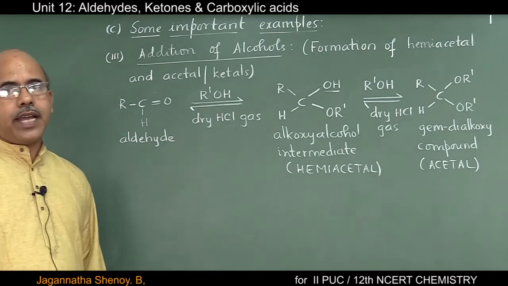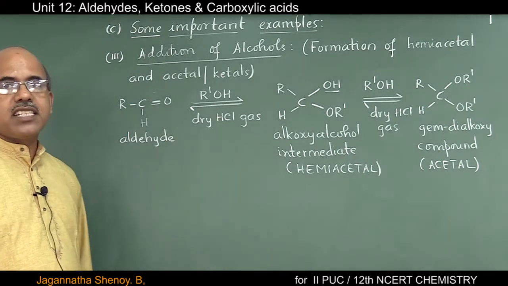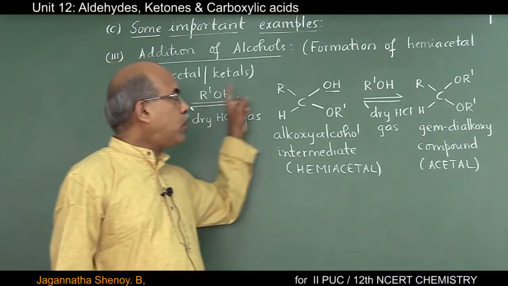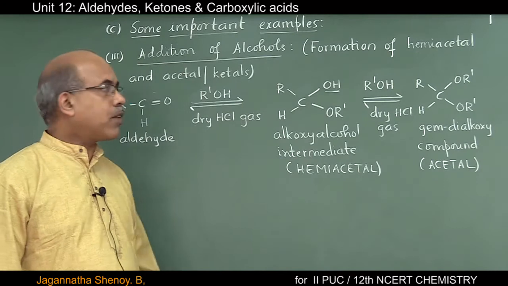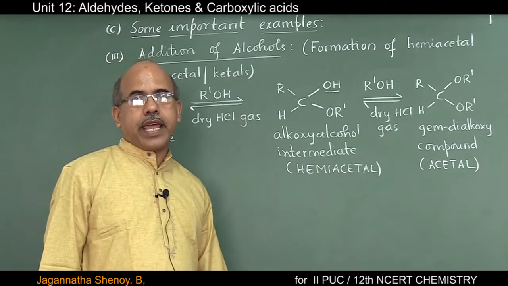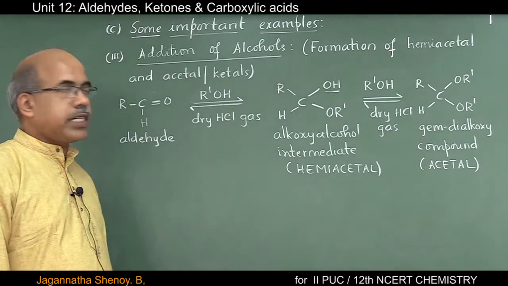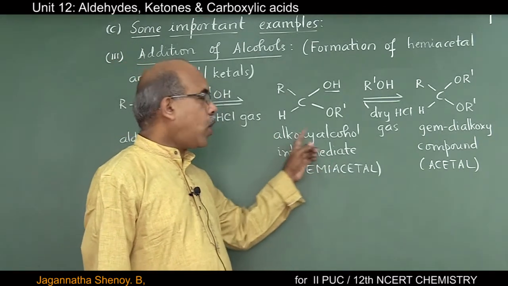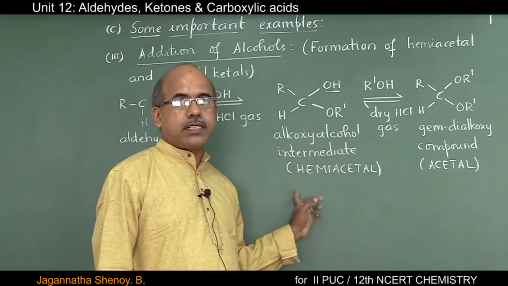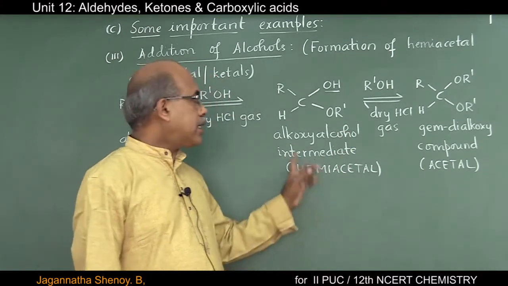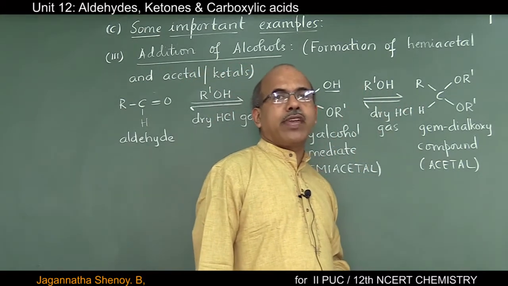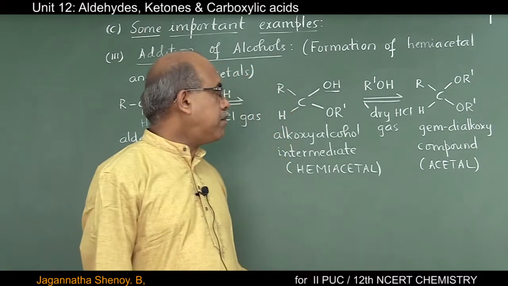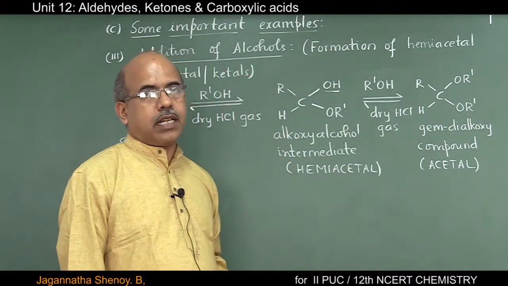So what is an acetal then? Acetal is the product formed when an aldehyde reacts with two molecules of monohydric alcohol in the presence of dry HCl gas. This reaction takes place in two steps. In the first step, we get the alkoxy alcohol intermediate, which is also called hemiacetal. In the second step, it reacts with one more molecule of monohydric alcohol, giving the geminal dialkoxy compound, what is called acetal.